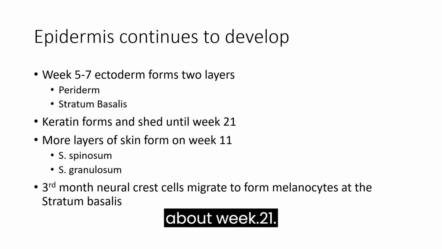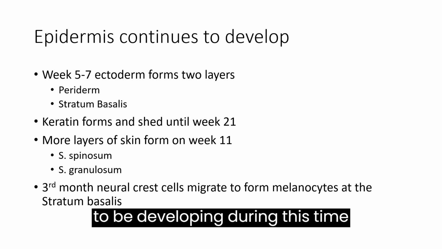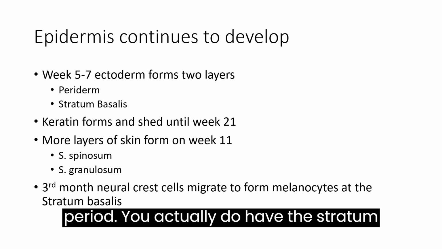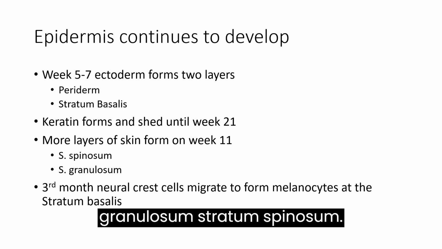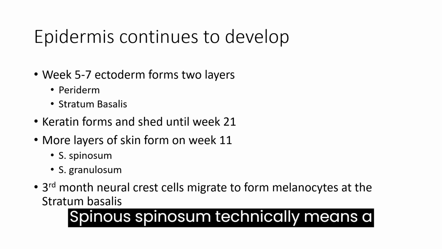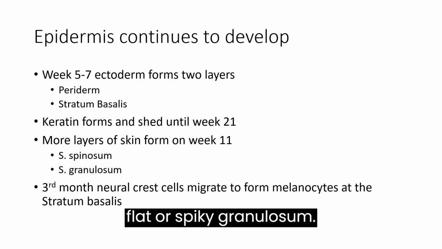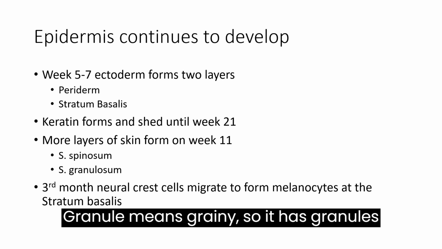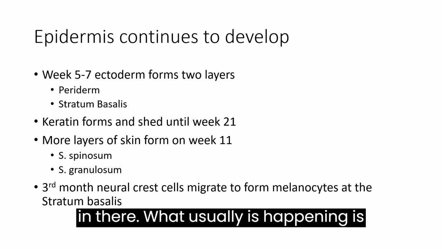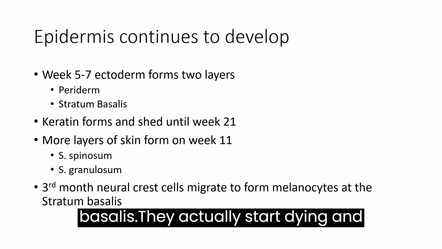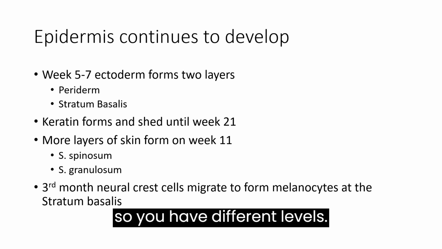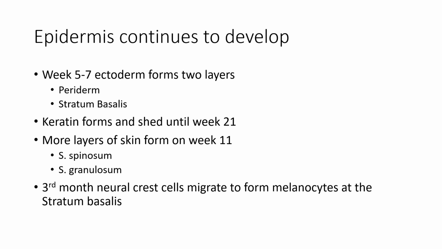Now this actually occurs in about week 21, and more skin layers are going to be developing during this time period. You do have the stratum spinosum and stratum granulosum. Stratum spinosum, spinosum technically means flat or spiky. Granulosum, granule means grainy, so it has granules in there. What usually is happening is as the cells move away from the stratum basalis, they start dying, and so you have different layers form.